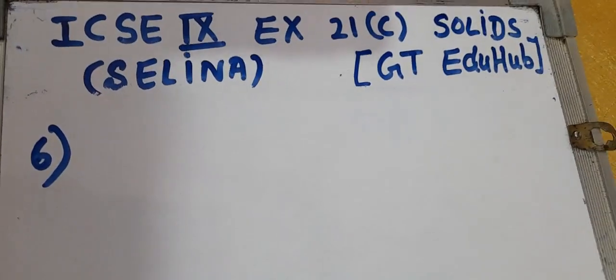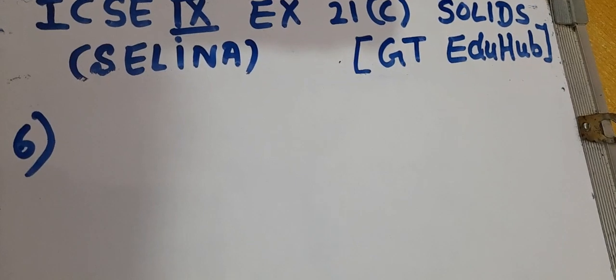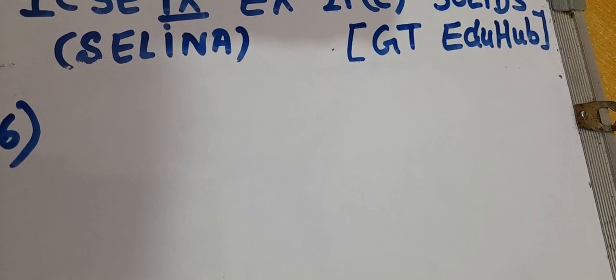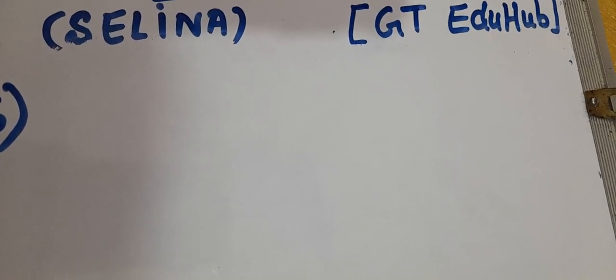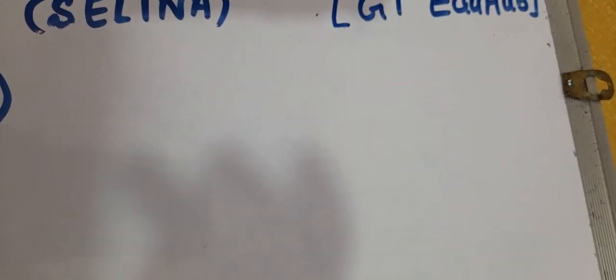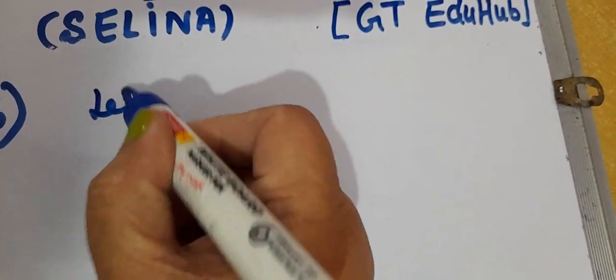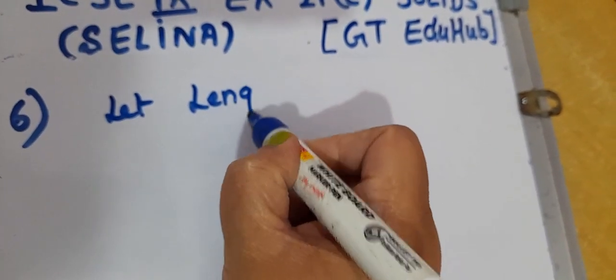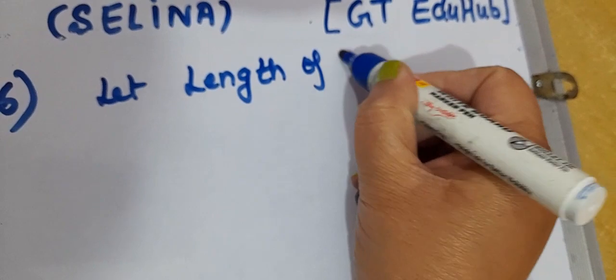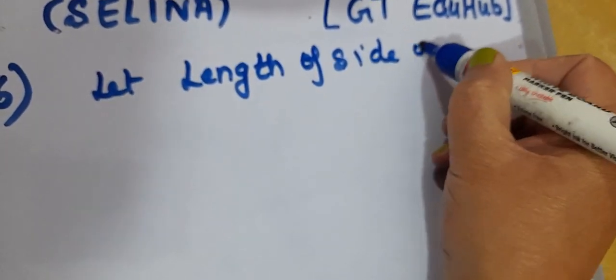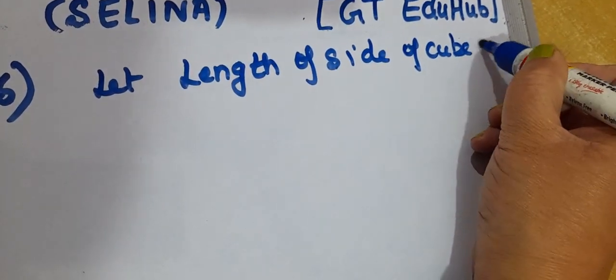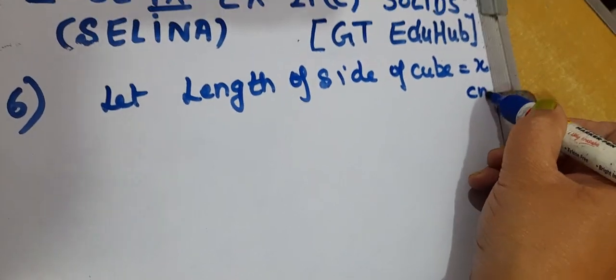Now question number 6, we are given when length of each side of a cube is increased by 3 centimeter, its volume is increased by 2457 centimeter cube. Find its side. And how much will its volume decrease, that we will do later. First of all, we will find its side. So let length of side of cube be x centimeter.